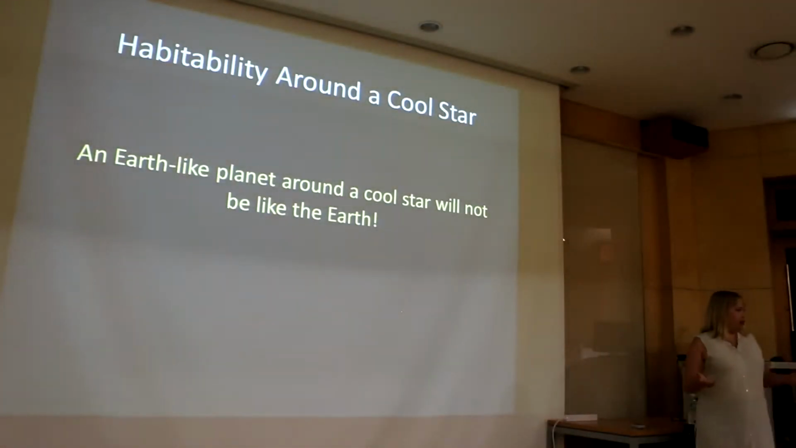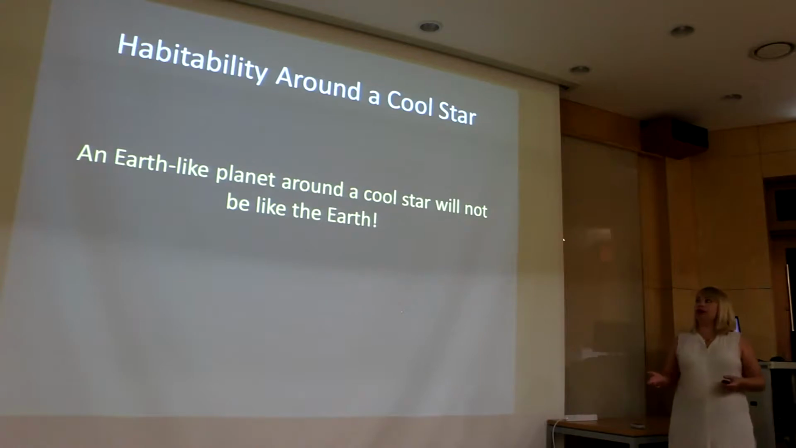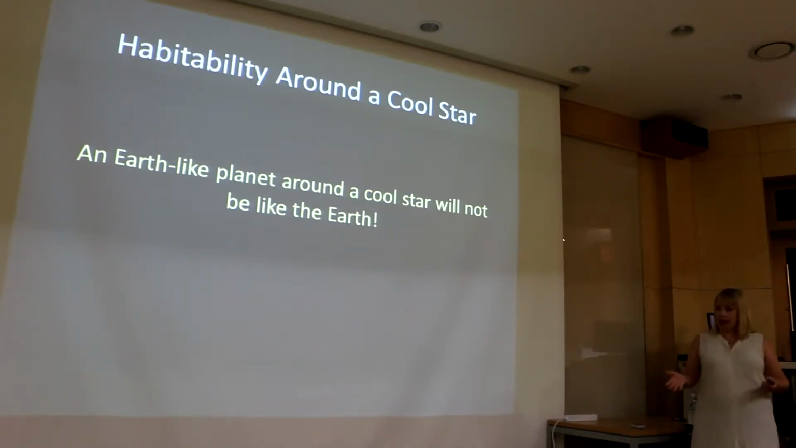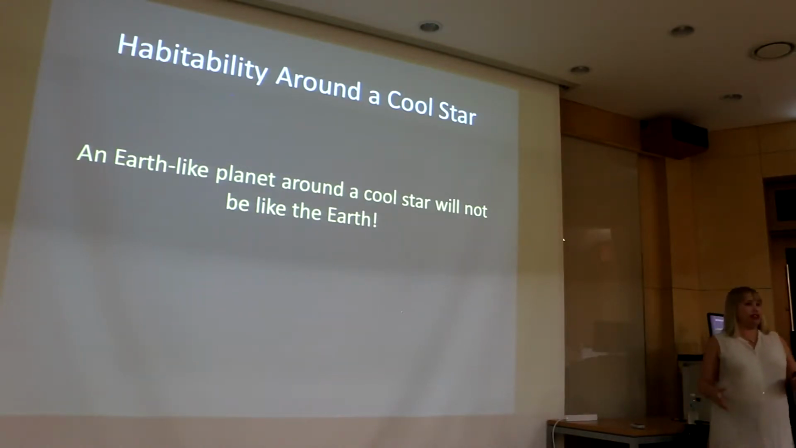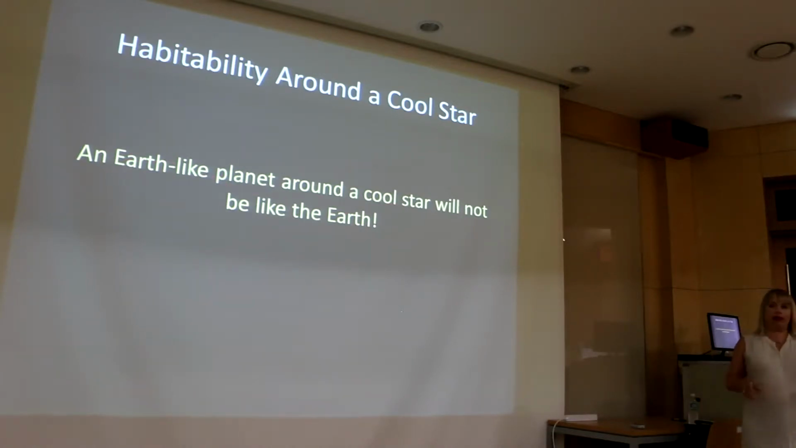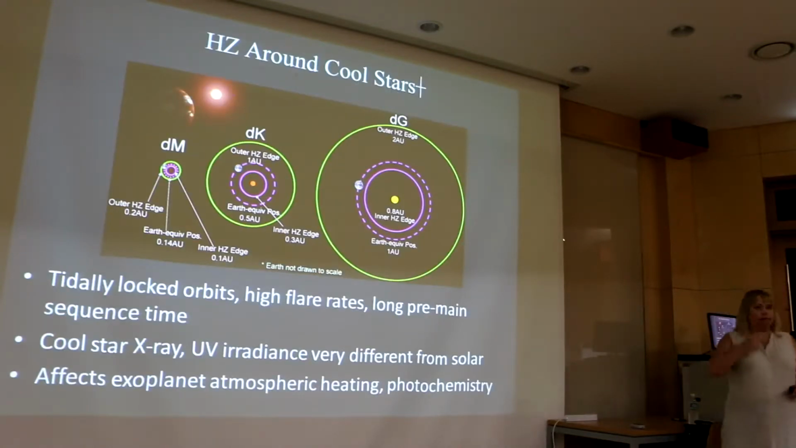So let's say in the next few years we find a planet, a rocky planet in the habitable zone around a cool star. Does that mean that there could be life there? Have we found life around, or the potential for life? Well, we don't know. And the first thing to understand is that an Earth-like planet around a cool star will not be like the Earth. I'll show you in the next few slides. It's going to have a very different history. It's going to have different conditions at the time we see it. And so if life forms there, it will not necessarily form the same way it does around the sun or on the Earth. So why is that?